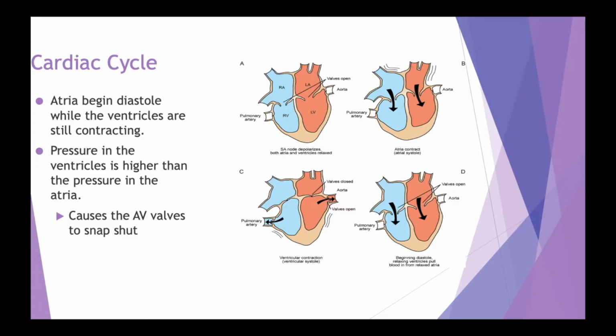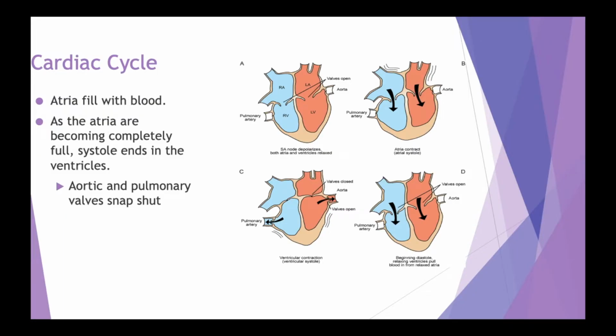So in the cardiac cycle, the atria begin diastole while the ventricles are still contracting, and that's why we get that lub-dub, that sort of pause in between the two sounds. The pressure in the ventricles is higher than the pressure in the atria, and this causes the atrioventricular valves to snap shut. In systole, the heart muscle contracts, as I mentioned before, and in diastole, that heart muscle relaxes to allow refilling. The atria then fill with blood during diastole. As the atria are becoming completely full, systole ends in the ventricles, and the aortic and pulmonary valves snap shut.